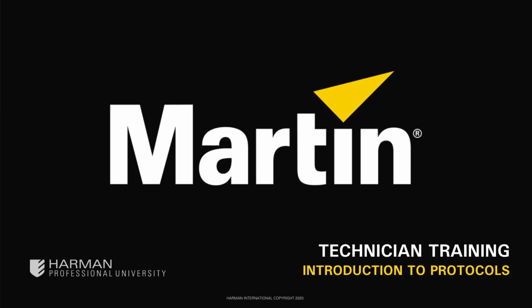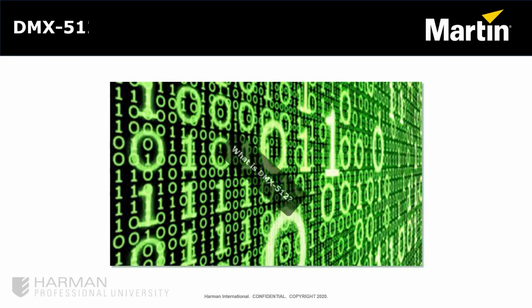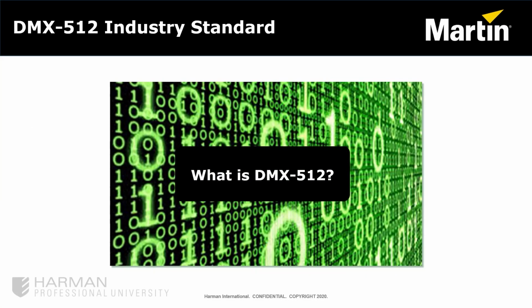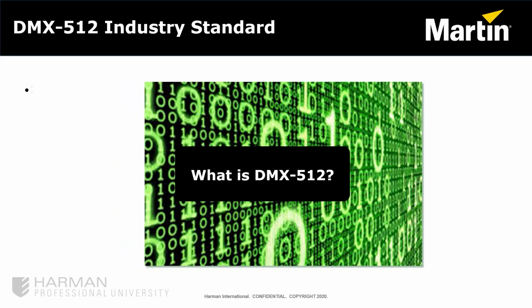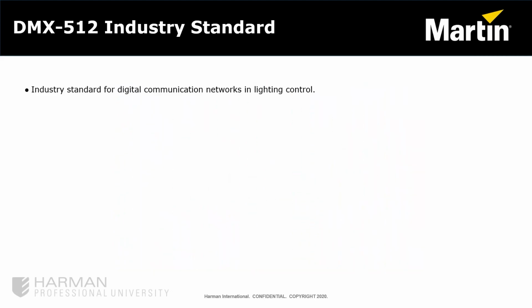Hi, in this video, we'll be discussing important information on an introduction to protocols focusing on principles of DMX 512 for Martin Lighting. DMX 512 is a standard for digital communication networks that is commonly used to control stage lighting and effects. It was originally intended as a standardized method for controlling light dimmers, which prior to DMX 512 had employed various incompatible proprietary protocols.